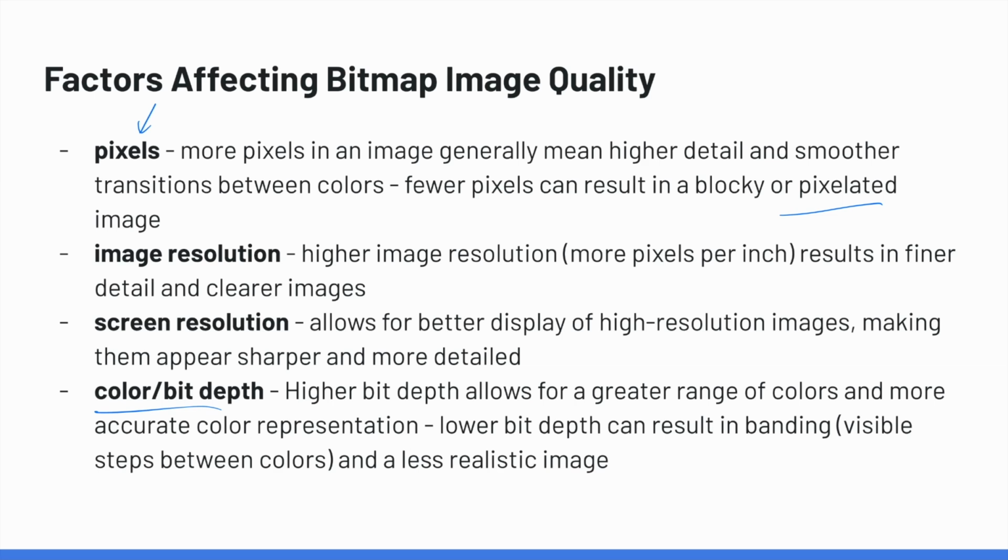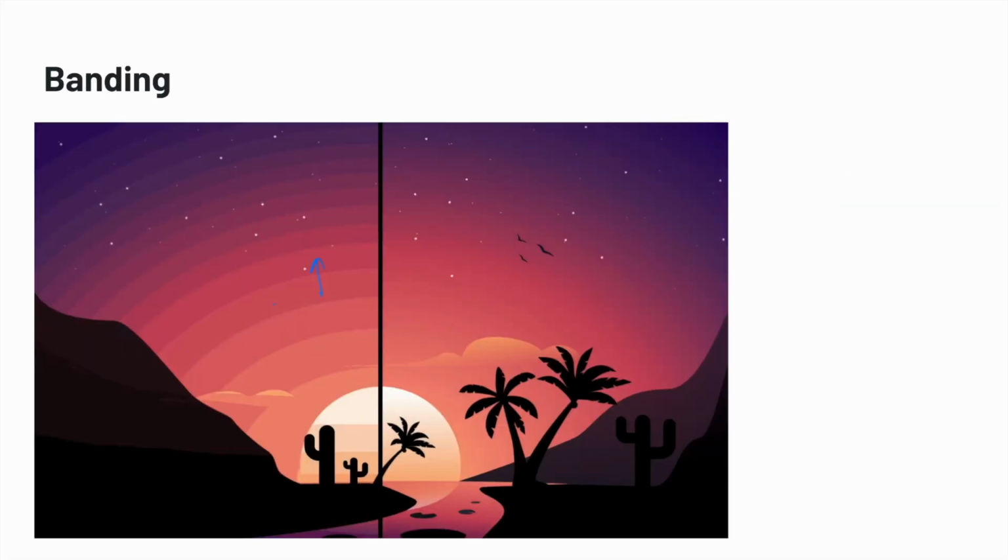So additionally, if we have lower bit depth, we can also get banding, which is what we see right here. We just get less realistic images if we can't represent the colors that we need to.